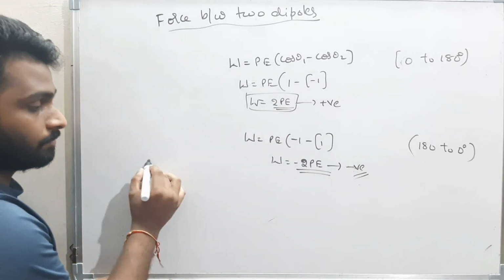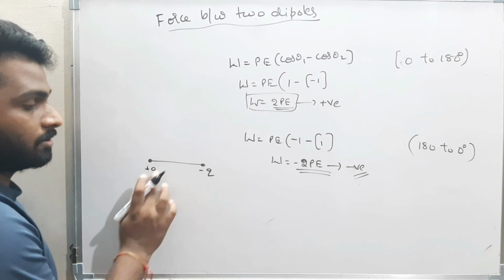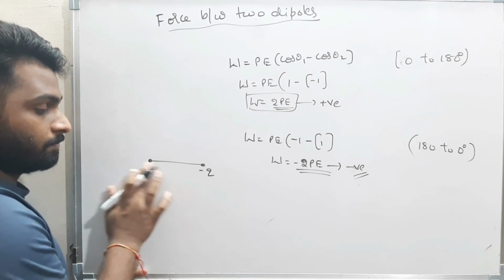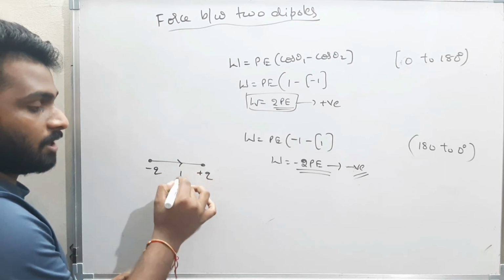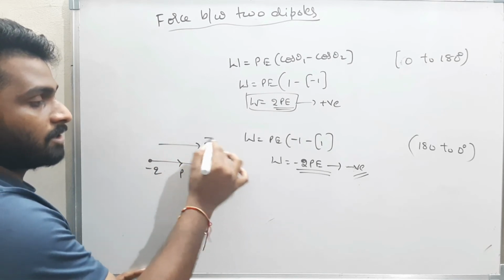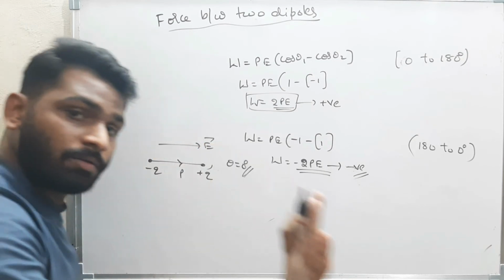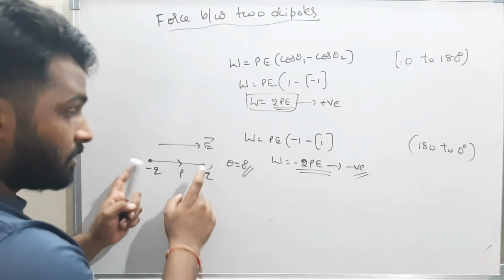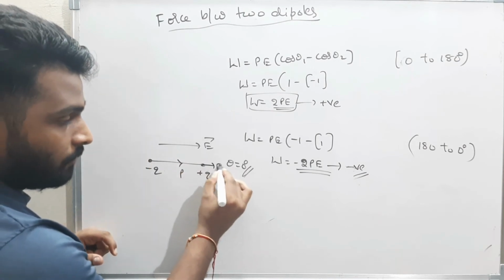Now see here. This is positive charge and this is negative charge. For dipole direction, this is negative and this is positive. Dipole direction is like this, and the electric field direction is like this. Initially, the angle is 0 degrees. Both are in the same direction. Okay, well and good. Now, this is in stable condition. The forces are acting like this. F.